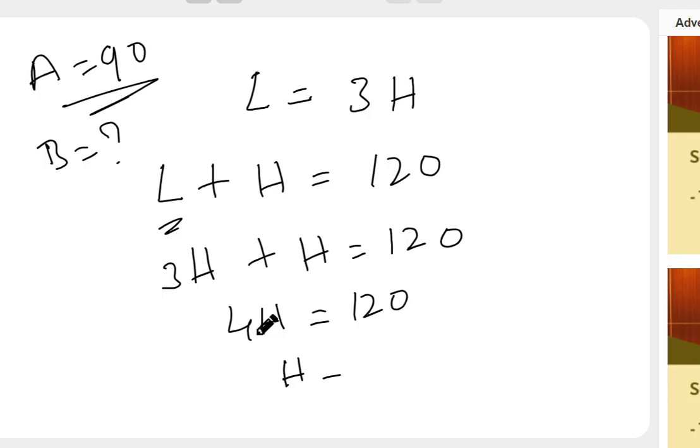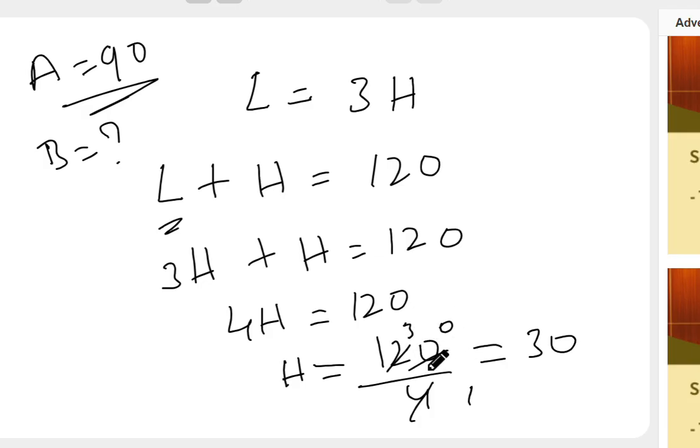Then keep H as it is. Cross multiply 4. You will get 120 by 4. 4 ones are 4, 4 threes are 12 and 4 zeros are 0. You get 30 is the HCF. Okay, you got 30 is the HCF. But you should find out the other number.